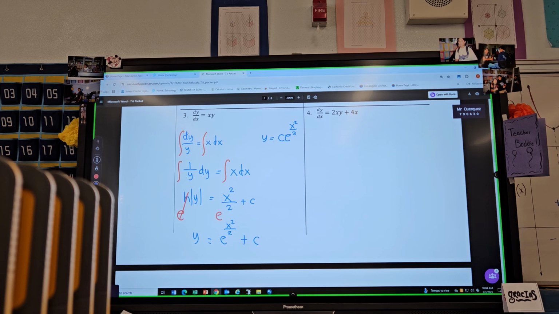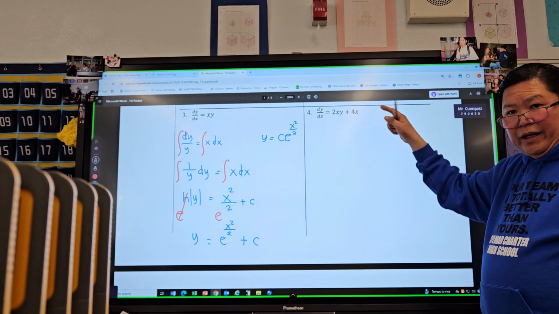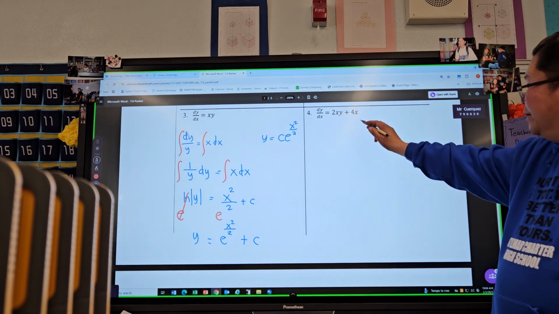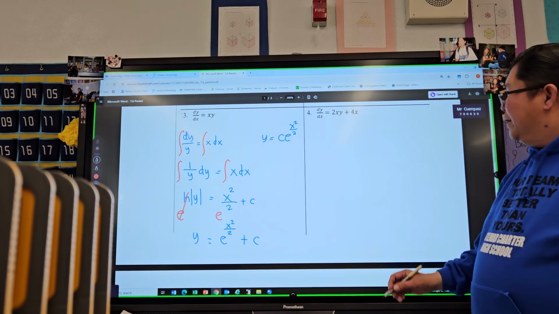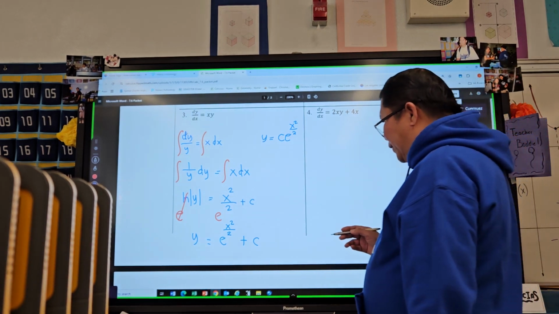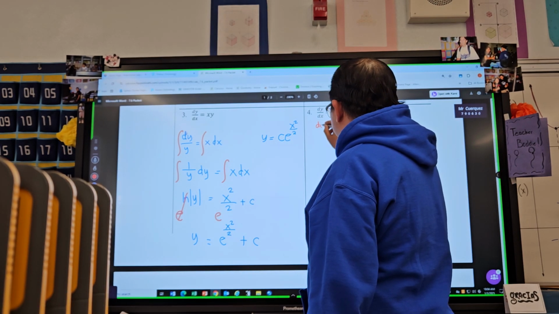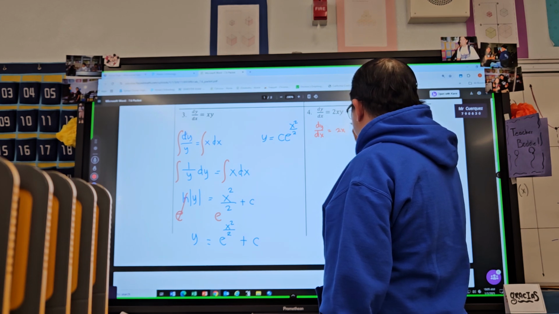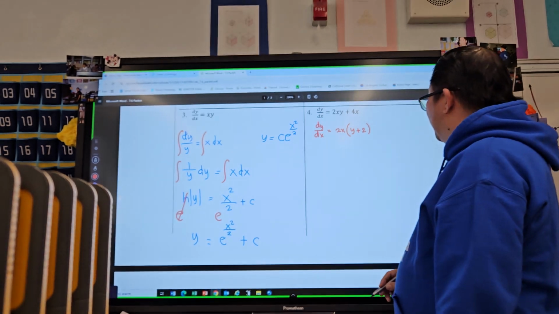So what to do for number 7? Now look at this. This has an x, this has an x, so we can factor out. You hear me, guys? We can factor out. So how to factor this one? Factor out 2x, right? Do you get me? So we are rewriting this first into dy/dx is equal to 2x times (y plus 2). Is that clear, guys?